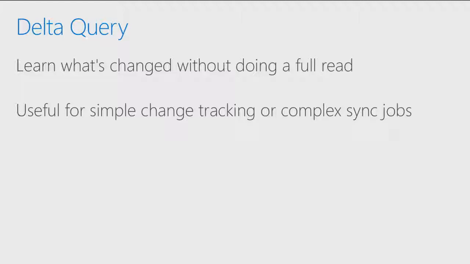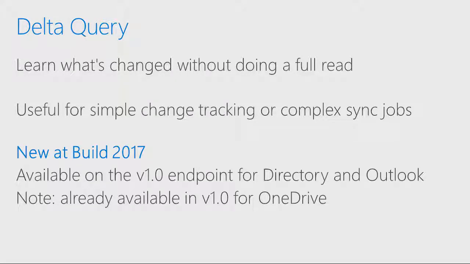I'm excited to announce that as of Build 2017, Delta Query for directory entities such as users and groups and Outlook entities like Mail and Calendar is available on the V1 endpoint and is ready for use in production applications.